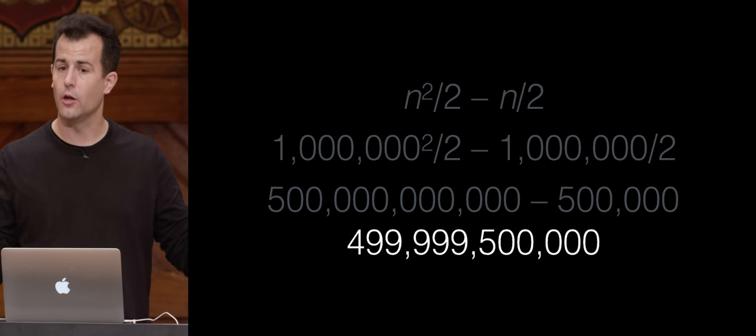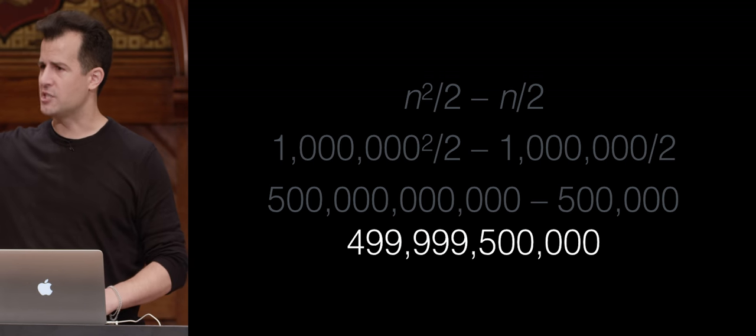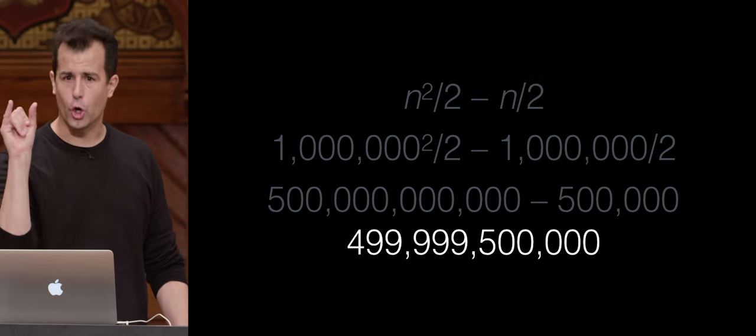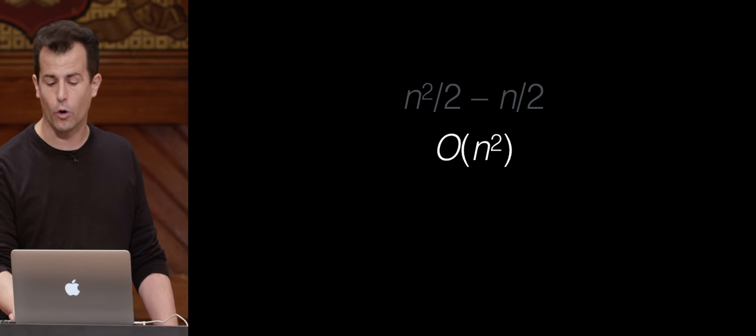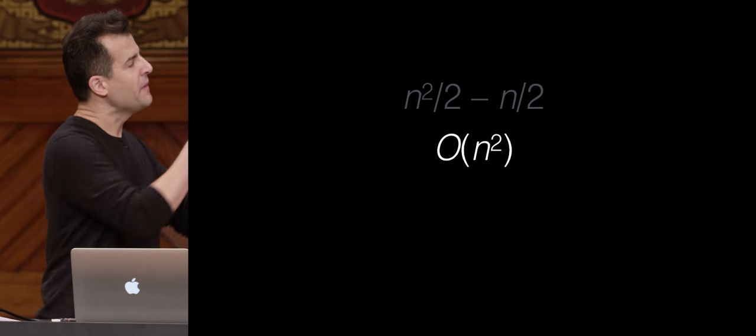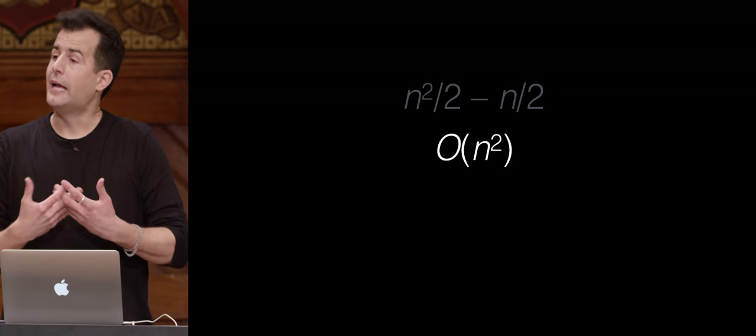So n squared, in other words. Again, this is not a formal proof of anything, but this is why, especially as n gets bigger, that lower order term, the minus n over 2, just matters less and less and less in absolute form. And so we'll generally say that something like bubble sort, its running time is on the order of n squared.